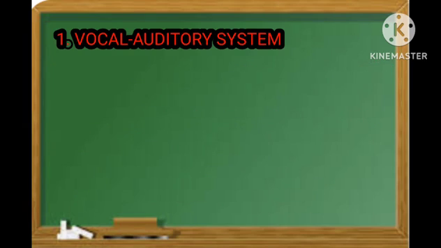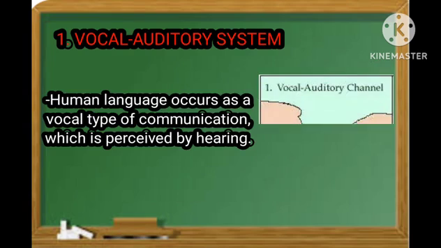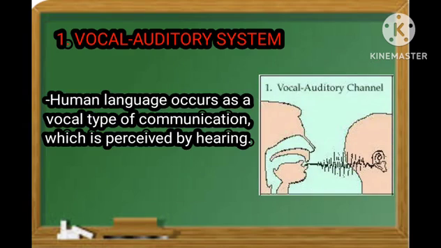Okay, first we have the vocal auditory system. Human language occurs as a vocal type of communication which is perceived by hearing. It means that sounds are emitted from the mouth and perceived by the auditory system. A speaker produces language by making sounds with the mouth and the listener perceives that language by hearing it with the ears. An example situation of this feature in human language can be a conversation between two people. They use their vocal cords to produce sounds and these sounds are perceived by the auditory system of the listener.